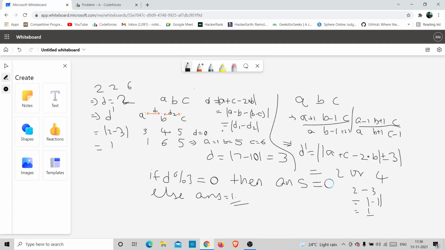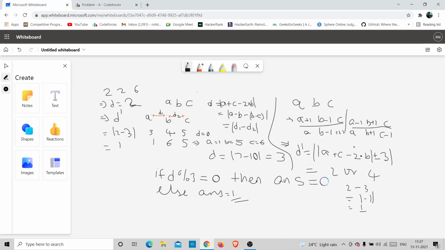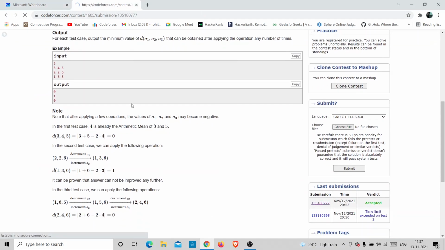Otherwise the answer would be 1, because if any of these values is a multiple of 3, then we could decrease it to 0, right? So then the answer would be 0. But if this is 2 or 1, which is not a multiple of 3, then if it is 2, it would be 1, and if it is 1, it is going to be 1, right? So else the answer would be 1. That is the approach to this question. I hope you understand it. Take a good look once again, and here is the solution.